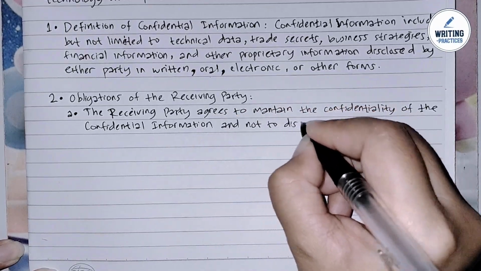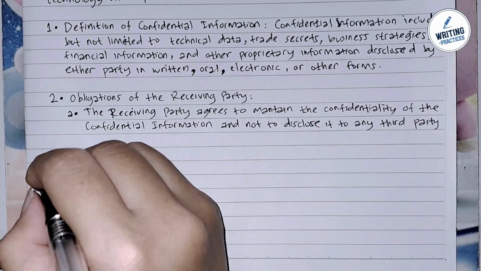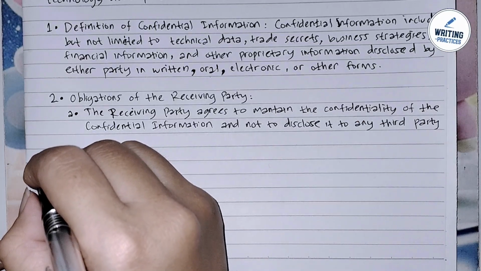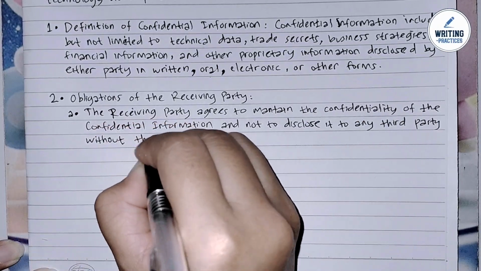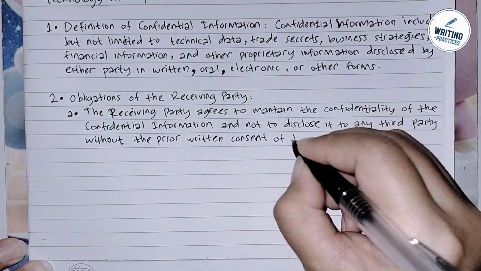"2. Obligations of the receiving party. Point A. The receiving party agrees to maintain the confidentiality of the confidential information, and not to disclose it to any third party, without the prior written consent of the disclosing party."